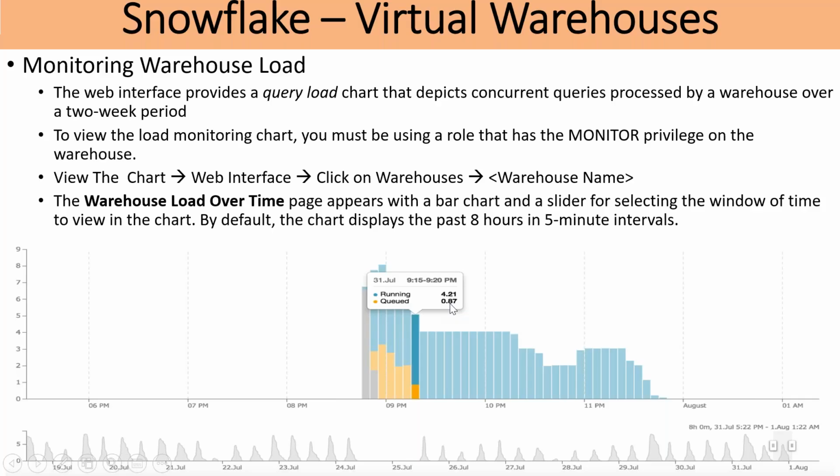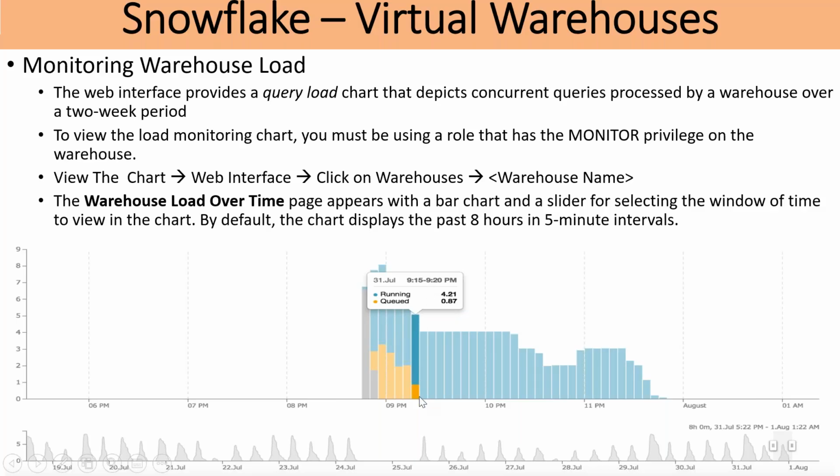So how do you calculate this load? How much is 5 minutes? 5 minutes means 5 into 60, 300 seconds. And how many queries are being run? It adds up the total duration of the queries run, divided by 300. So that gives you the load. I'll show you another example.